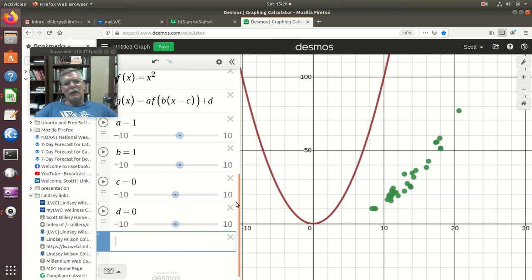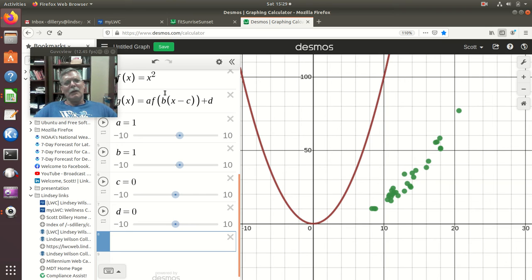Now, as we look at this, there's some aspects of this. We don't need to worry about both A and B. We can choose either A or B, but we don't really have to worry about both. And the reason for this is that the A is on the outside, so that would be like A times the quantity x squared.